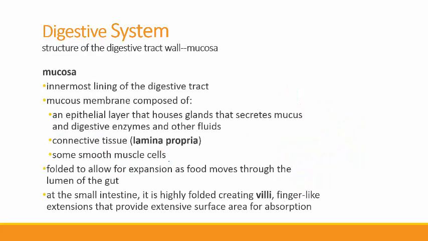The mucosa is the innermost lining of the digestive tract, and it's composed of an epithelial layer, and we find lots of glands sprinkled throughout that epithelial layer that secrete mucus and liquids and digestive enzymes and lots of other fluids. Now there's a little bit of connective tissue associated with the mucosa. It's termed the lamina propria, and it forms a basement membrane that really supports and strengthens that epithelial layer.